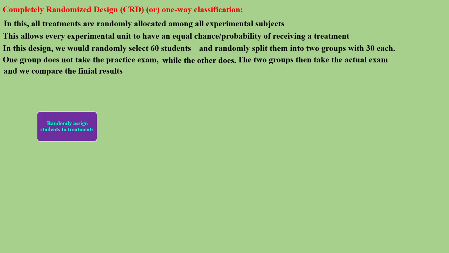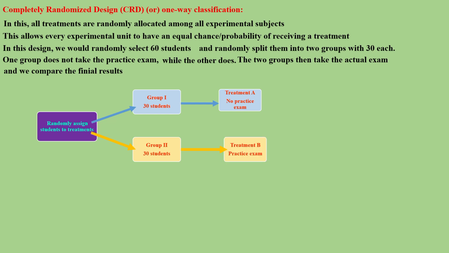So students are randomly assigned to treatments. The first 30 students, second 30 students: treatment A, no practice, and the other group has the practice exam. Finally we analyze by comparing the final exam results, how they are performing, right?